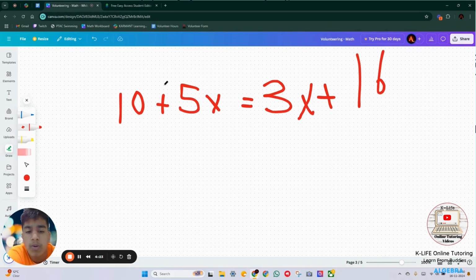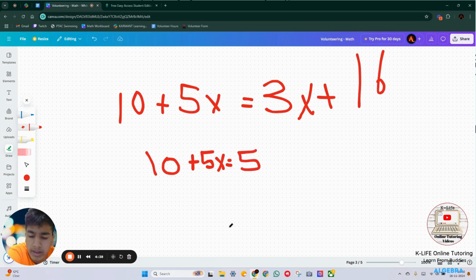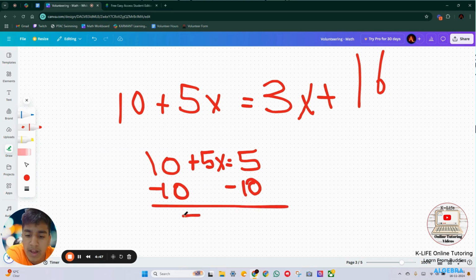What we've been talking about the past 2 videos is that we were given an example like 10 plus 5x equals, let's just go with 5. Then we would do minus 10 on both sides. That will lead to 5x equals -5, and x equals -1. That was the skill we developed from the last two videos.